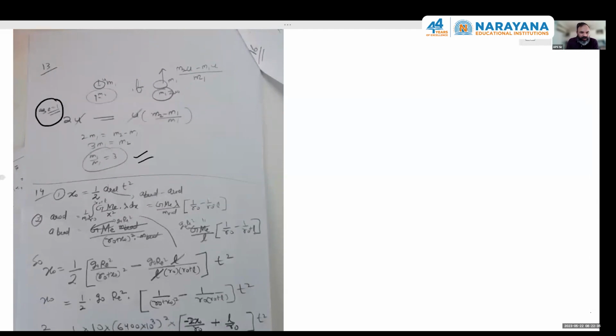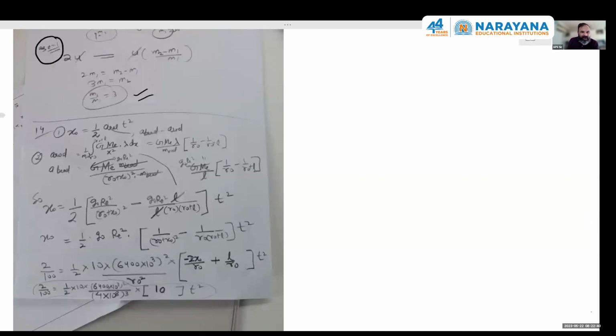This was a nice problem based on gravitation, the 14th one. So here I have just taken the relative concepts. Relatively, the bead has to move x naught. It is half of A_RL into T square.